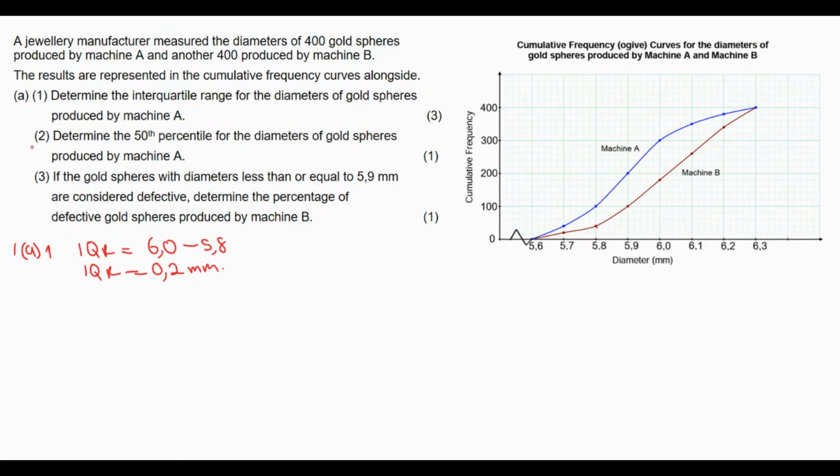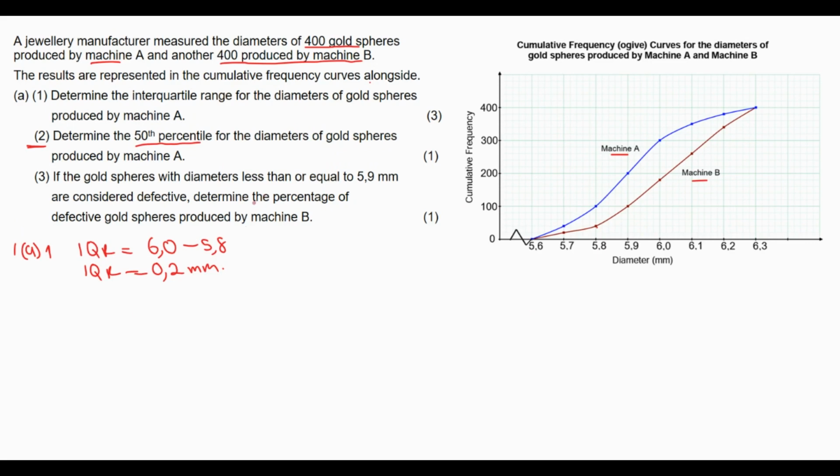Welcome back. Let's do question 182. A jeweler manufacturer measured the diameters of 400 gold spheres produced by machine A and another 400 produced by machine B. The results are represented in the cumulative frequency curves alongside. So we have machine A and machine B. It says determine the 50th percentile of the diameters of the gold spheres produced by machine A.